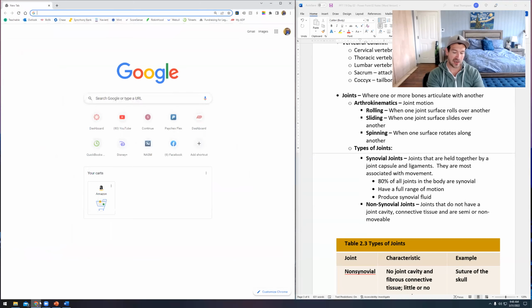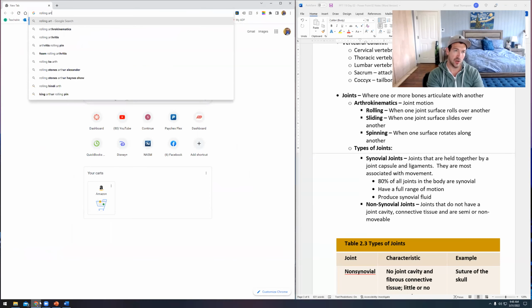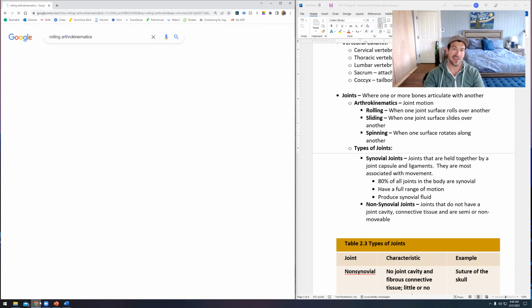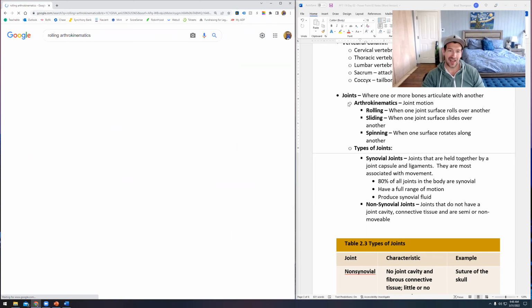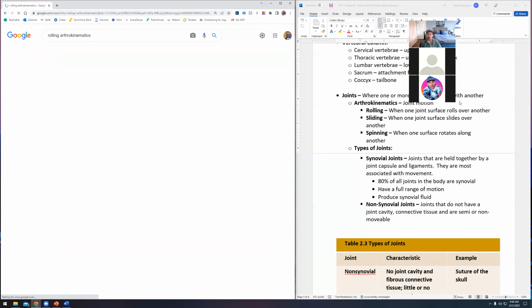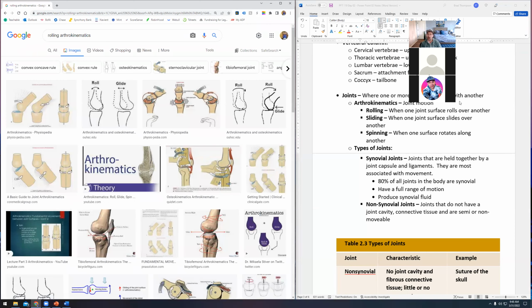So if we look at rolling arthrokinematics, by the way, I've definitely learned how to Google this properly. As a teacher, you do not want to be caught Googling rolling joint action. That does not pull up the Google search images that you think it will.